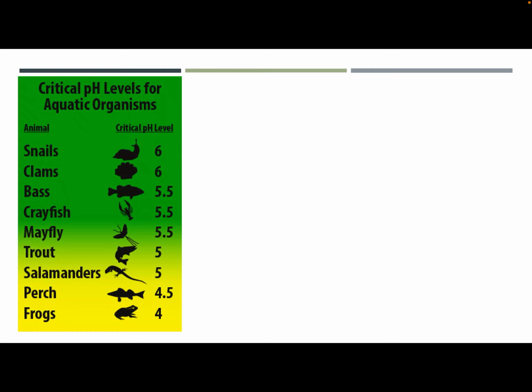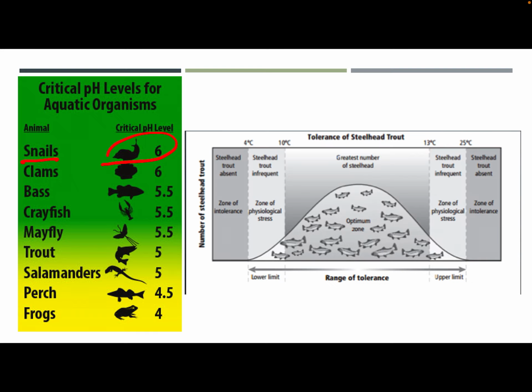pH is important because it can cause the pH to go out of the critical range in which organisms can survive. So we have a bunch of different organisms here, such as snails. We all know I love snails. They have a critical pH level of 6. When it's outside of that level, their survivorship greatly decreases. So this goes back to what we discussed earlier about the range of tolerance.